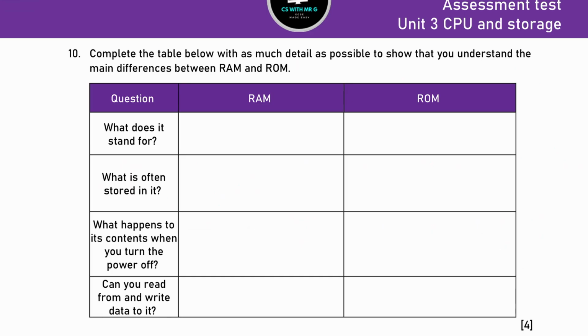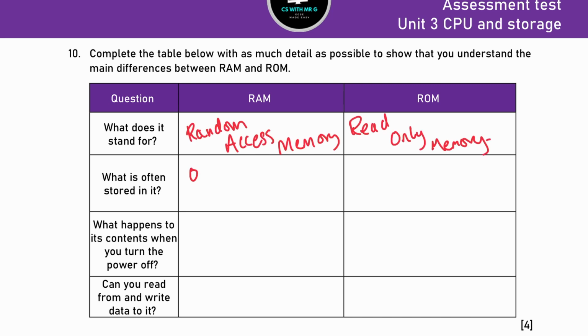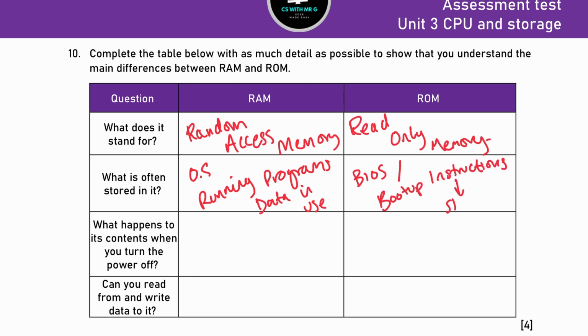Question 10, the differences between RAM and ROM. Nice and easy. RAM, random access memory. ROM is read-only memory. RAM stores the OS when it's running programs, and any data in use. So my device now has this PDF file open, as well as the background tasks running by the OS. The ROM stores the BIOS, or you could say the boot up instructions, or the instructions to simply start up.